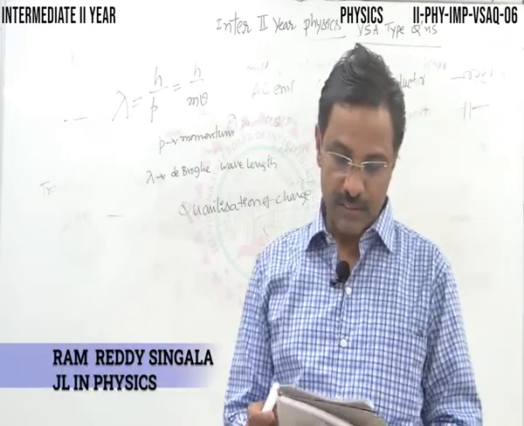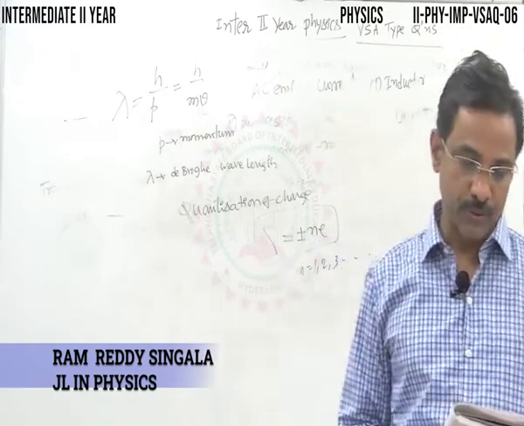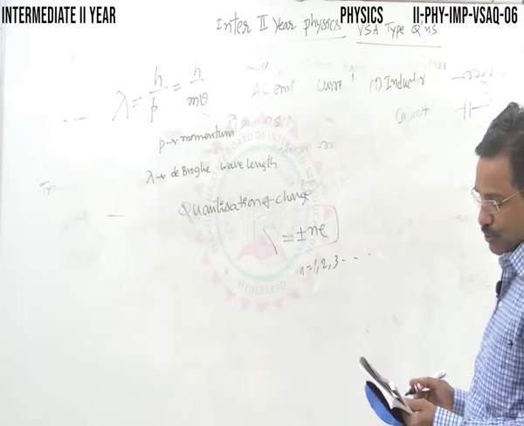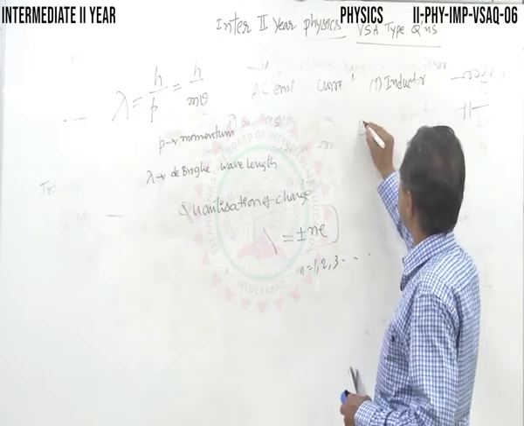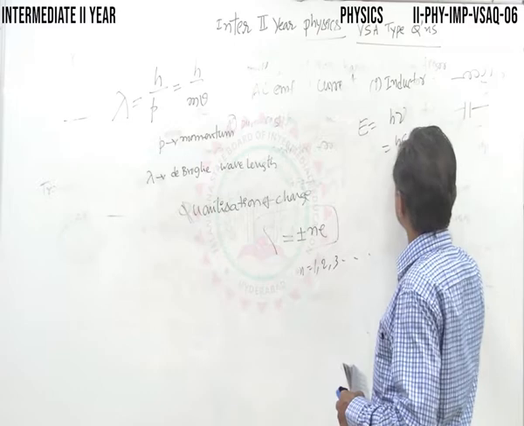And then the main applications of electromagnetic waves, I already told you. So one small problem: if lambda of electromagnetic radiation is doubled, what happens to the energy of the photon? This we already discussed. Energy of photon is h nu or h c by lambda.